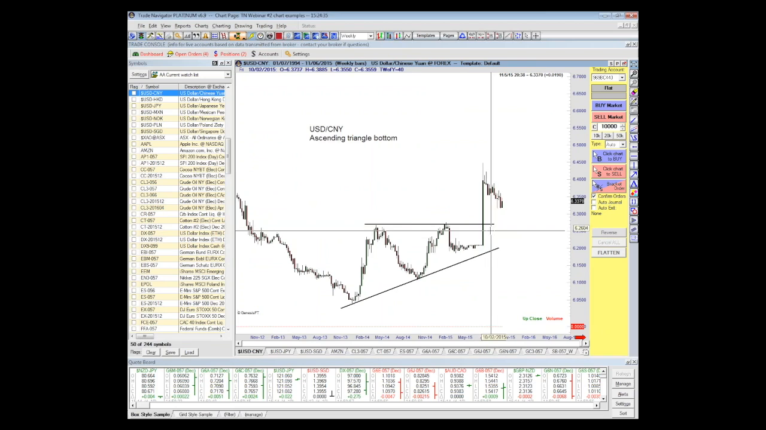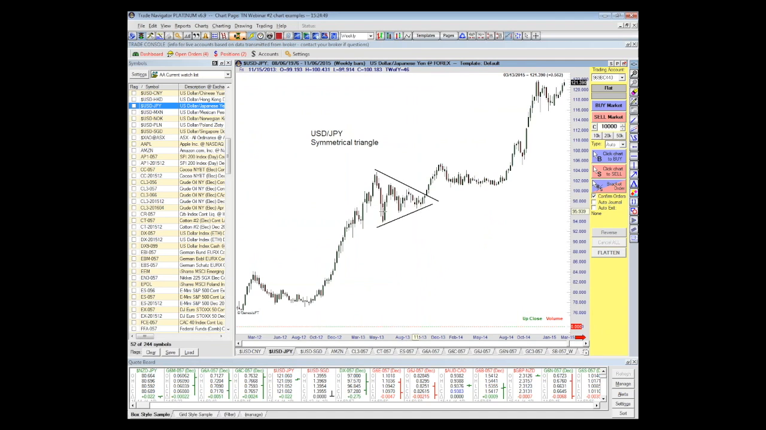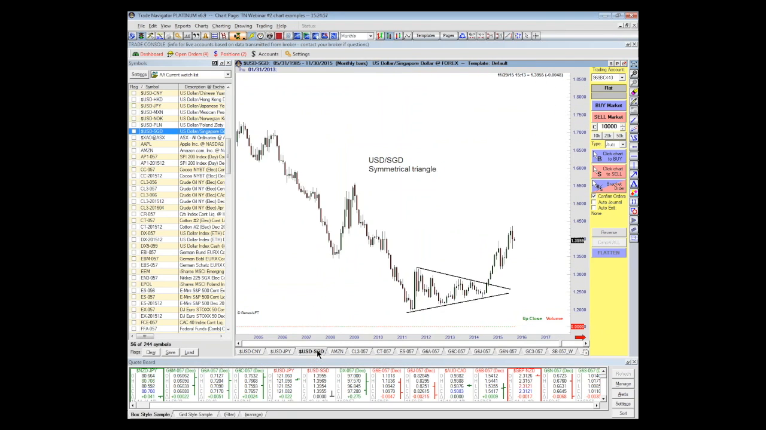This is an ascending triangle. This is the dollar Chinese yuan cross. This is a weekly chart, but you can see it's an ascending triangle. This is the dollar yen. Here's a symmetrical triangle. This one worked. A lot of times symmetrical triangles don't work, but I'm just showing you examples on the chart of these patterns. This is the US dollar Singapore dollar cross. This is, again, a symmetrical triangle.